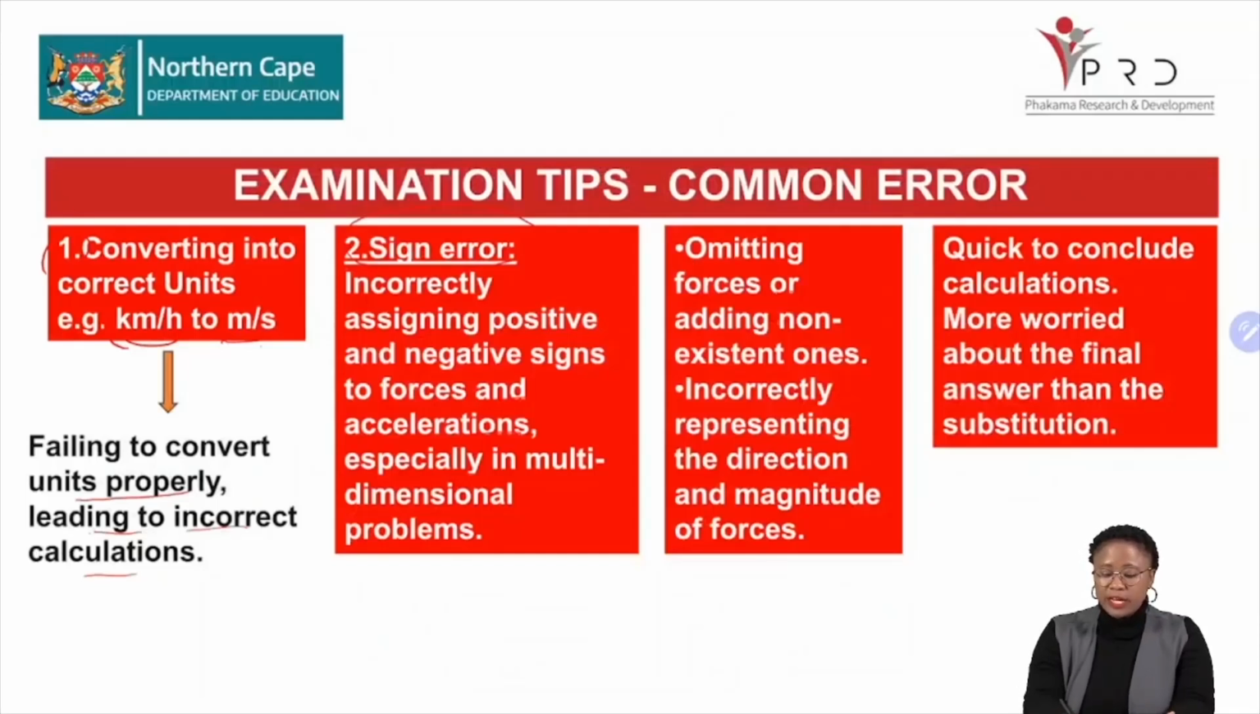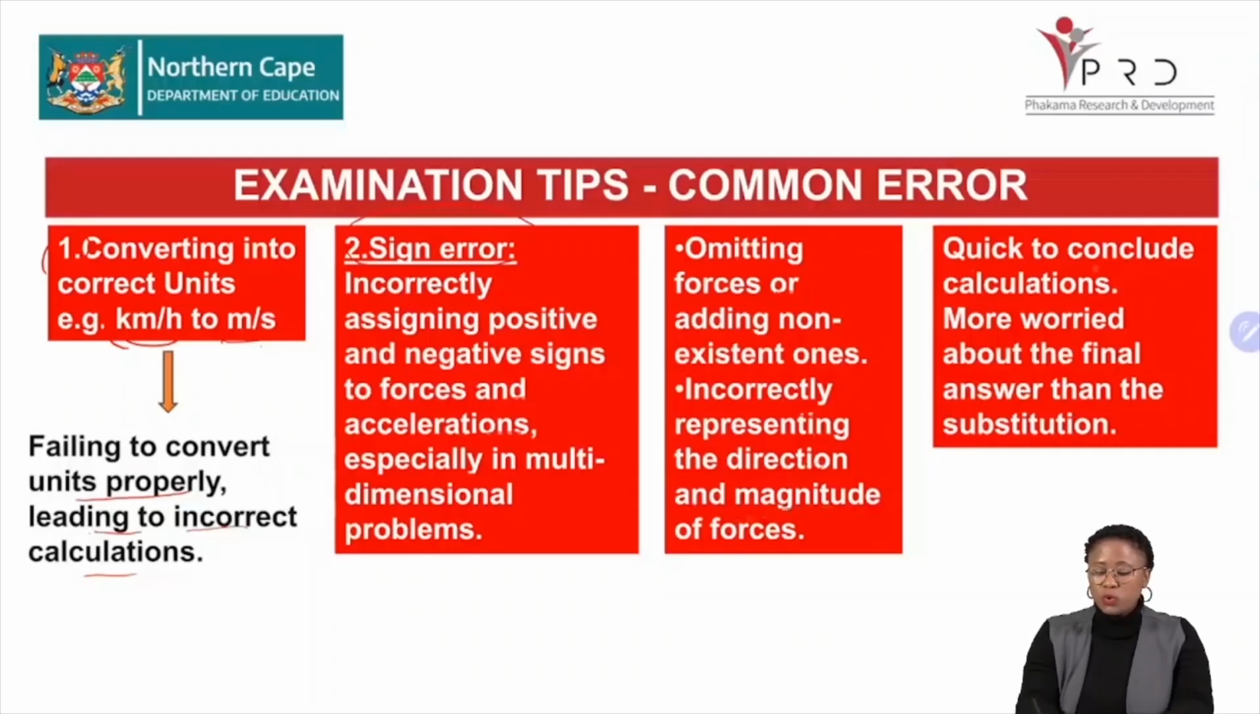Omitting forces or adding non-existing ones, and incorrectly representing the direction or the magnitude of the forces. This is a very serious challenge. You must remember that when you are dealing with Newton's laws, it's very important that you always choose a direction and stay consistent with that direction, and include all the forces that are acting on the object when you are required to draw a free body diagram.